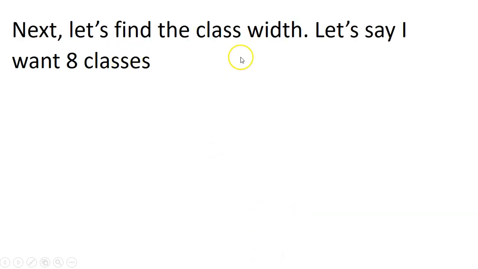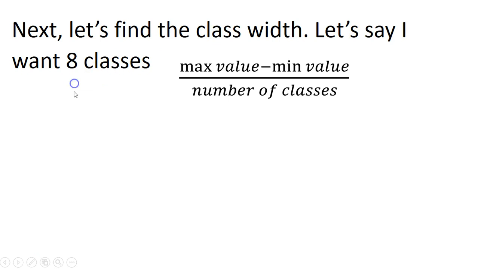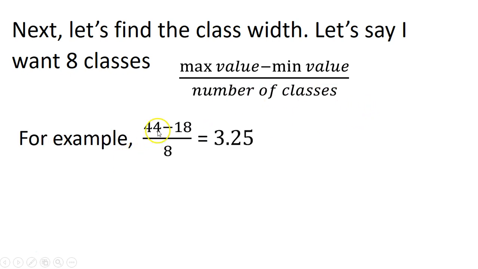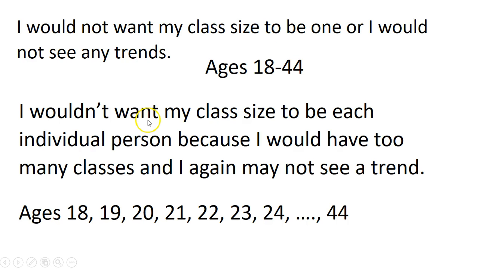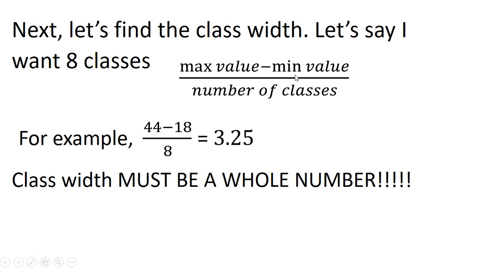So let's find the class width. All right, and you can make this whatever you want. It's your choice. I'm choosing I want 8 classes. So here's how you would find it. You take the max value minus the min value, and then divide it by the number of classes. That's what this formula is for. So for example, if I'm looking for people between the ages of, back here it said 18 to 44, right? I do the 44 minus 18, and because I'm deciding I want 8 classes, I'm basically saying that's roughly 3.25 per class.